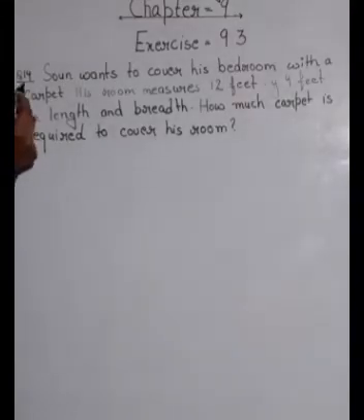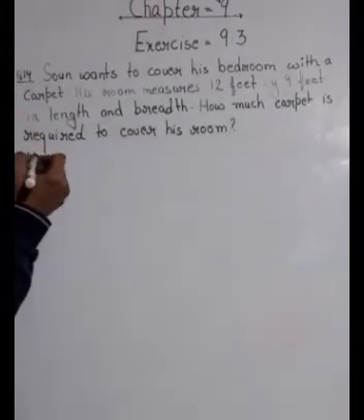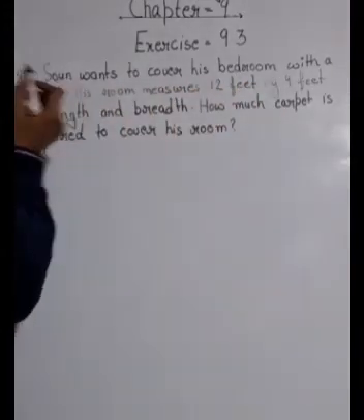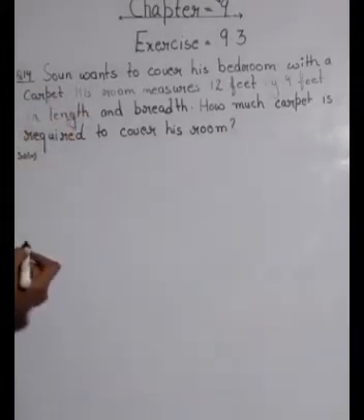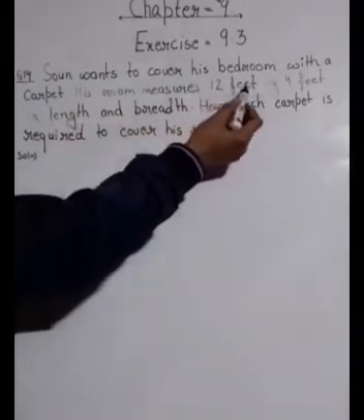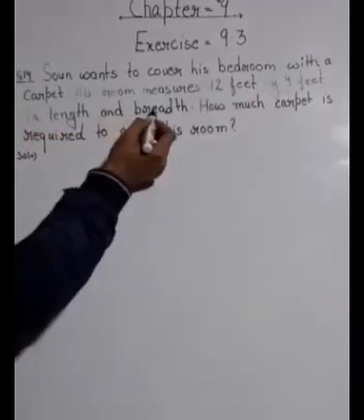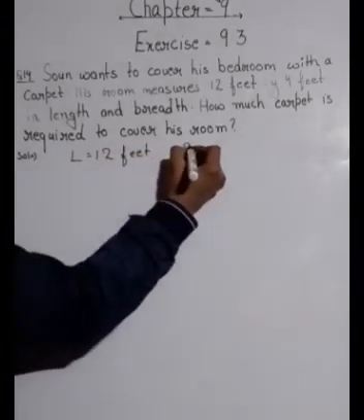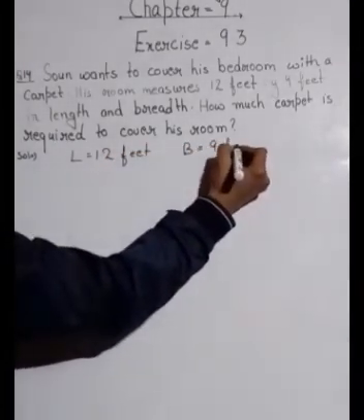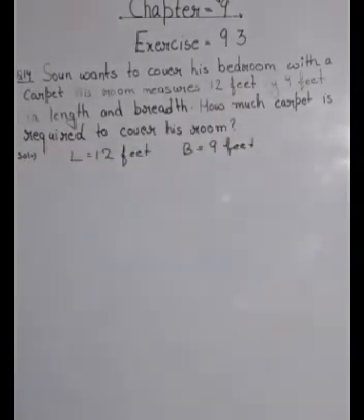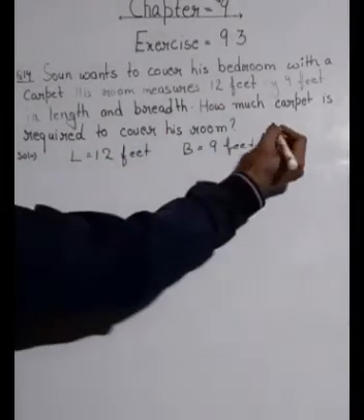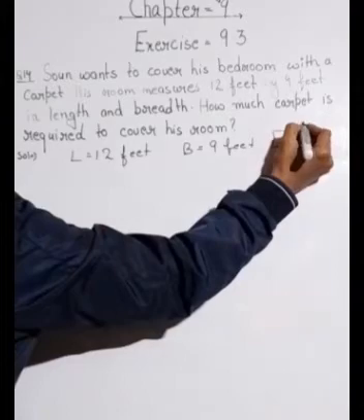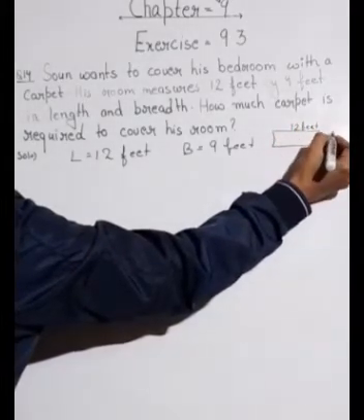Next we are having a question number 14. So what is your question number 14? Sonu wants to cover his bedroom with a carpet. Okay, what Sonu wants? He wants to cover his bedroom with a carpet. His room measures 12 feet by 9 feet in length and breadth. It means length they have given you 12 feet and breadth they have given you 9 feet. How much carpet is required to cover his room? Okay, so suppose this is Sonu's room. Okay, this is your 12 feet and this one is your 9 feet.